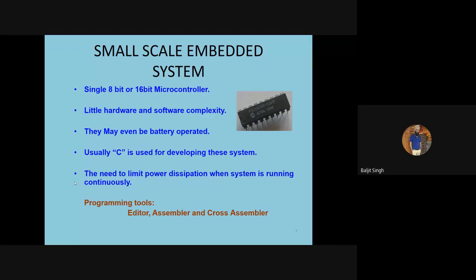Then there are various types of systems. Small scale embedded system: this can be a single 8-bit or 16-bit microcontroller. Hardware and software are less complex. They can be battery operated. Usually embedded C is used for developing these systems. There is a need to limit power dissipation when the system is running continuously, which we have already discussed. Whenever the system is running continuously and not getting any signal or interrupt, we can send the system to sleep or deep sleep mode. The programming tools used to write the code for such small systems are program editors, assemblers and cross assemblers.